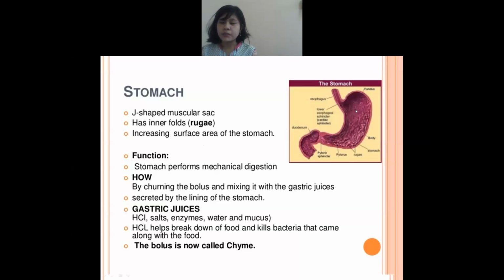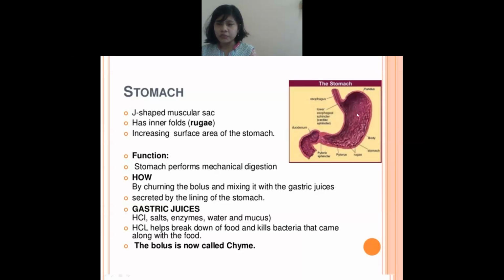So this HCl, the hydrochloric acid, what will it do? The function of hydrochloric acid is to help the food bolus break down into smaller pieces, and it will kill all the bacteria that come in with the food. Understand? Afterwards the food will be called chyme. Before it was food bolus, remember?